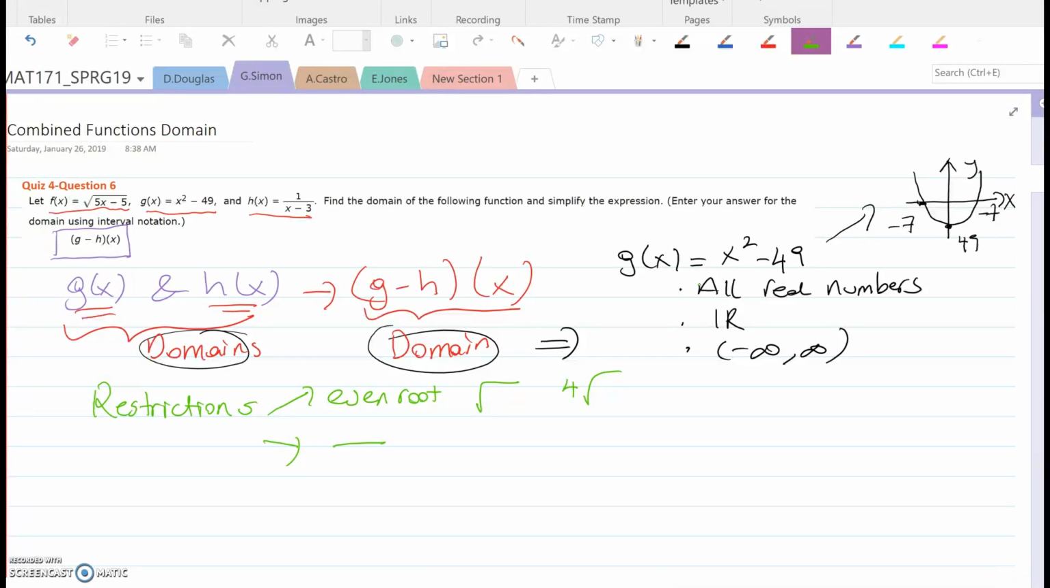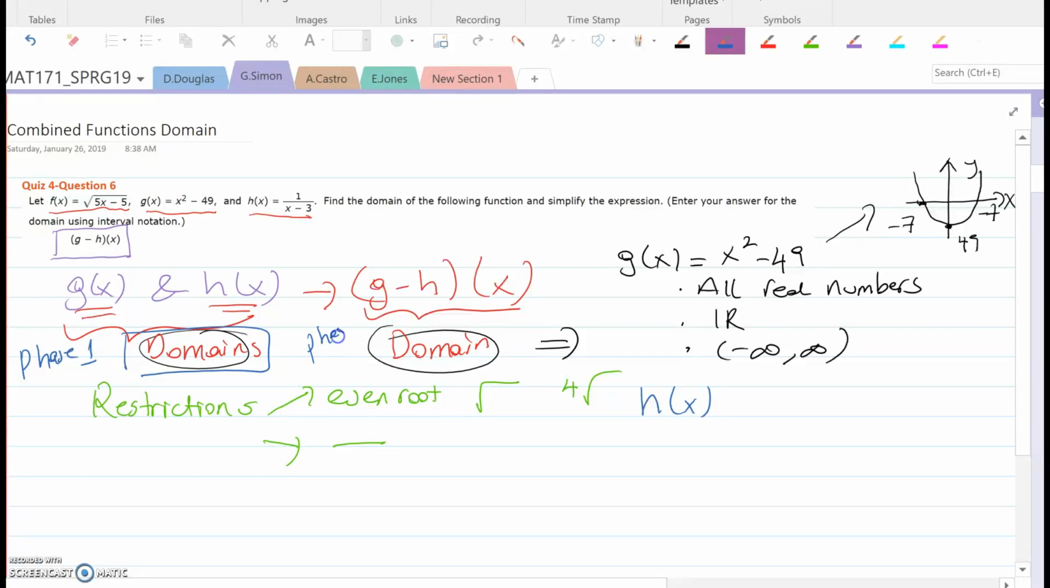Okay, let's look at h of x this time. So we are still in this phase. Let's call it phase 1. Phase 1 was we need to look at each and every function's domain if they have restriction, and we need to write it down. Then we're going to look at the resultant function domain, which is phase 2.